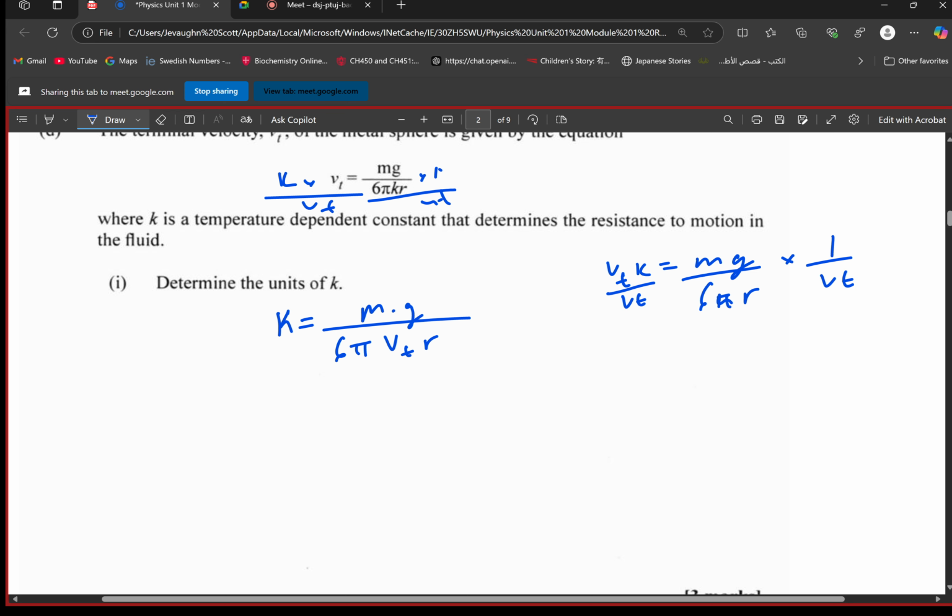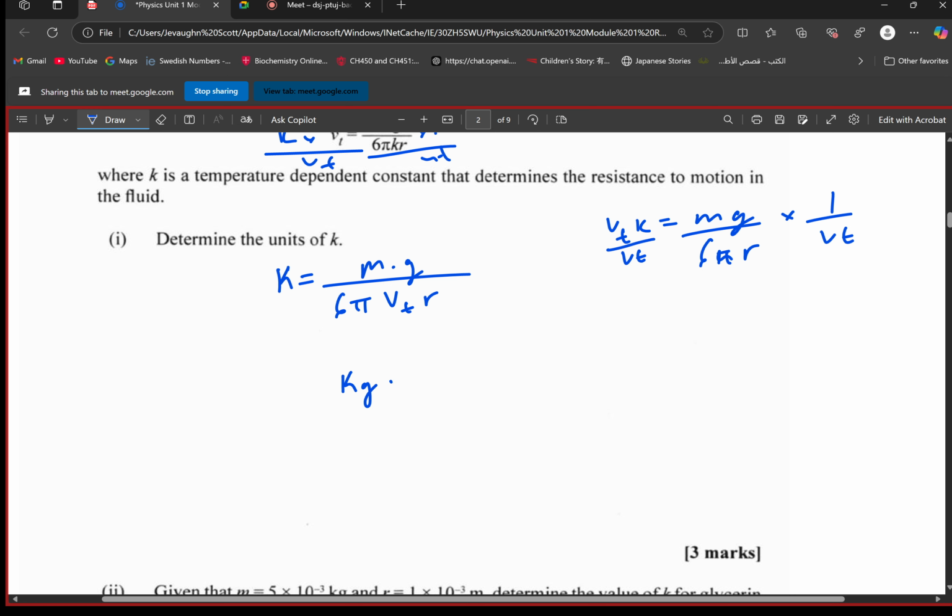So some little dimensional analysis: the SI unit for mass is kilograms. The SI unit for g is what? G is what, guys? And acceleration, what is the unit of acceleration? Lovely. Divide all of this by 6 pi, which has no units, we couldn't care less. Terminal velocity, velocity is what?